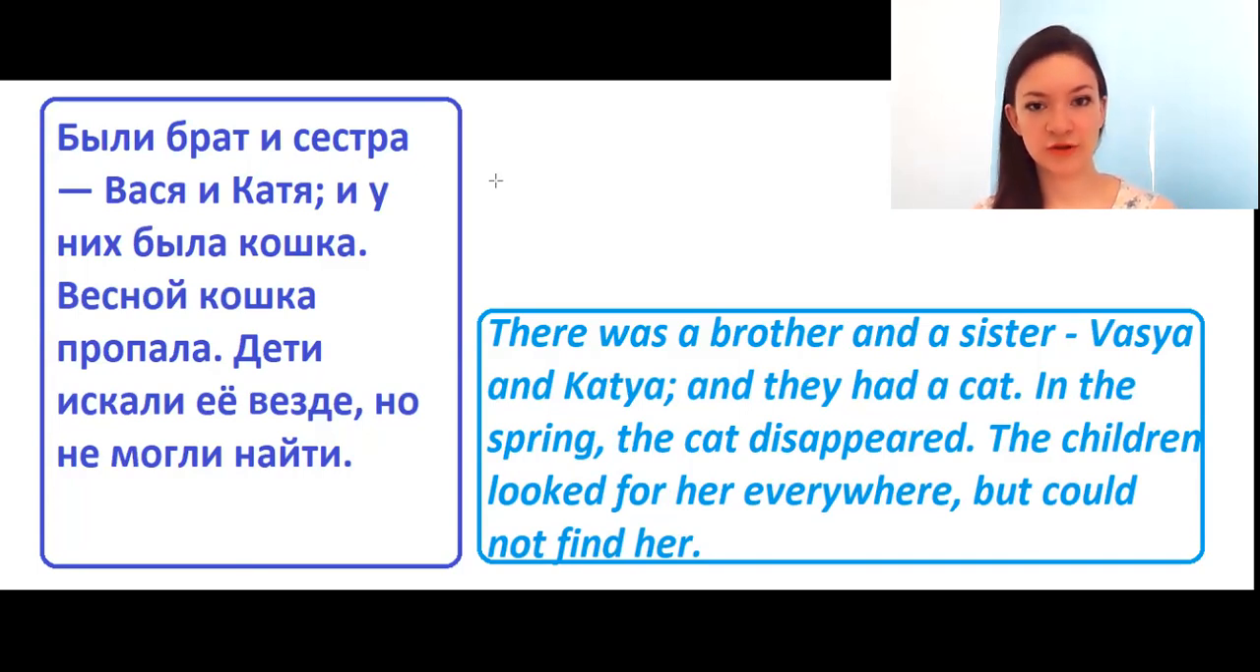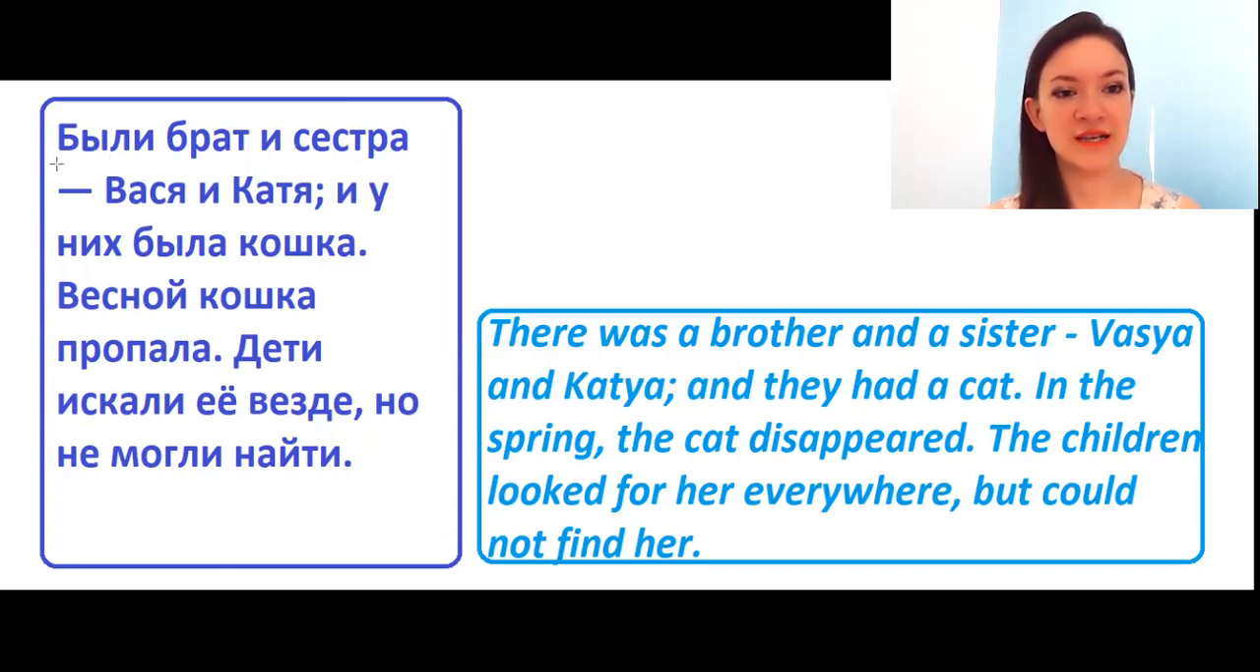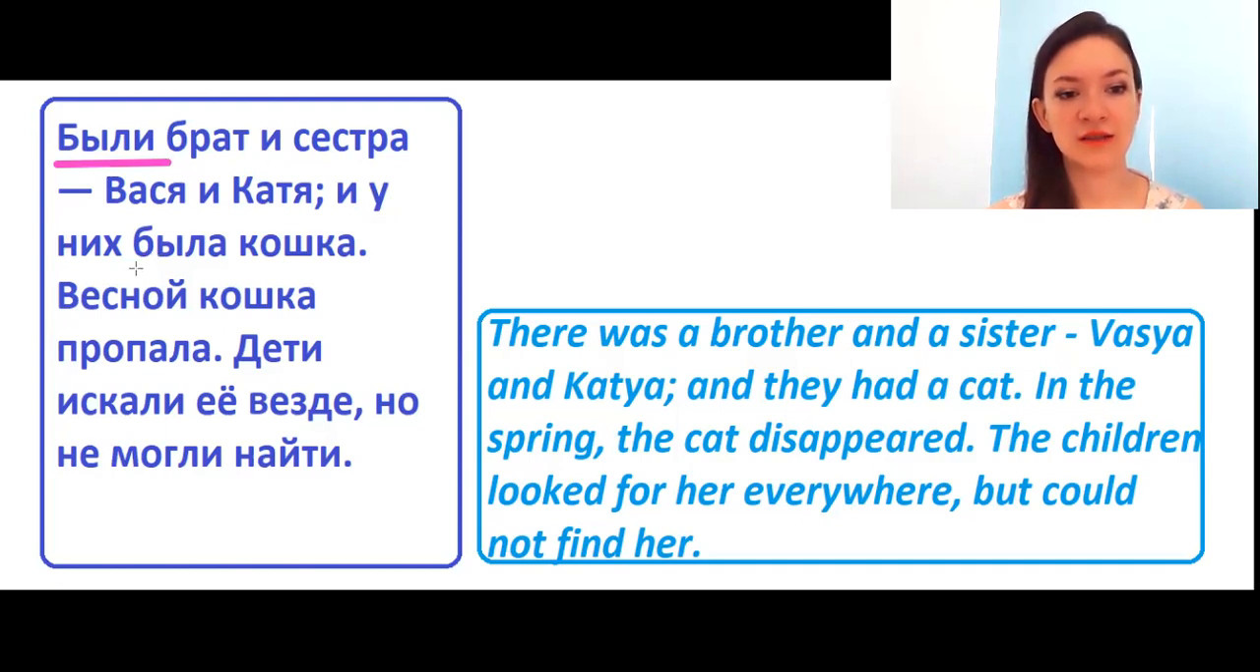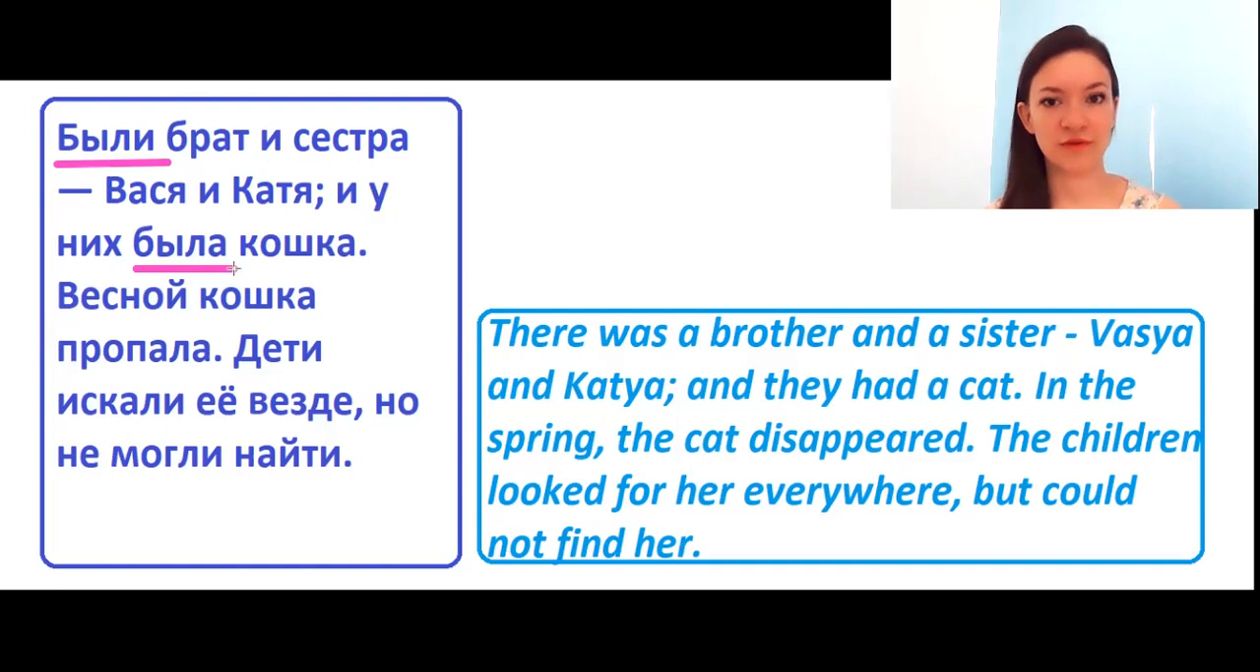You have the English translation here. So now let's talk about verbs. We have here были. Of course, были is imperfective because it is about being, about existing. It's a long process, yeah? So были imperfective. Была, the same story, also imperfective verb aspect.